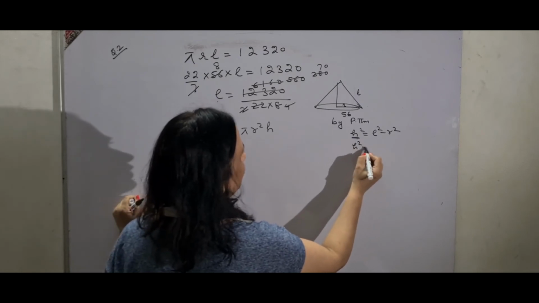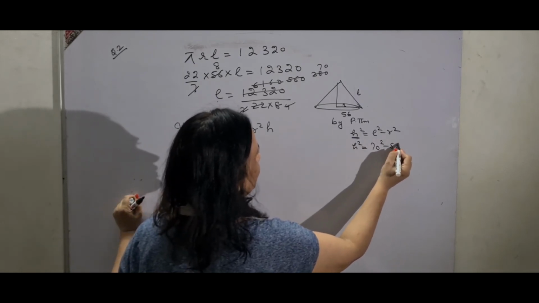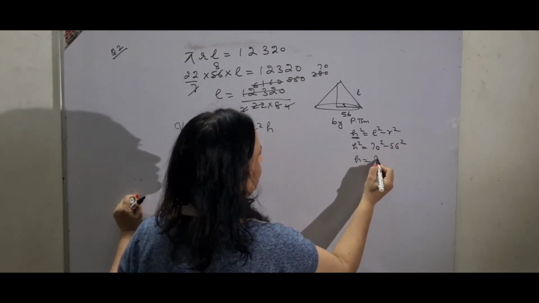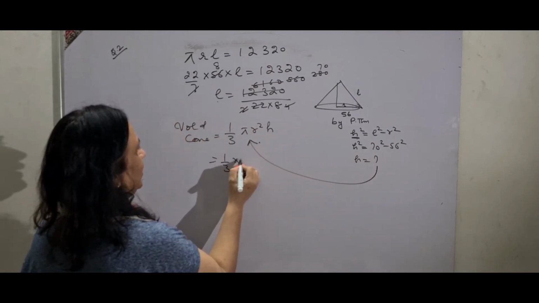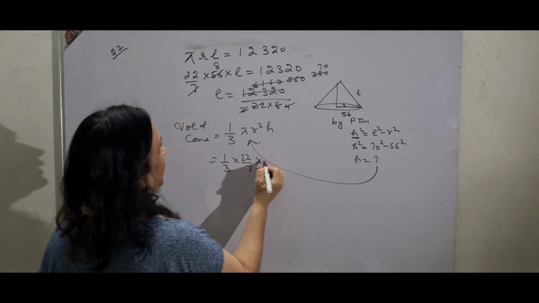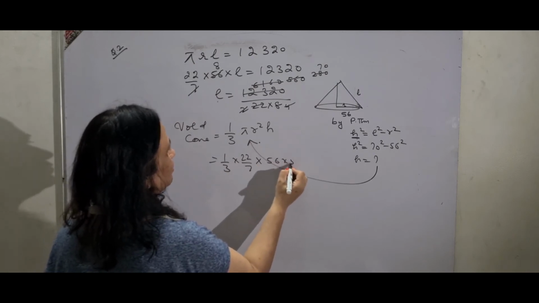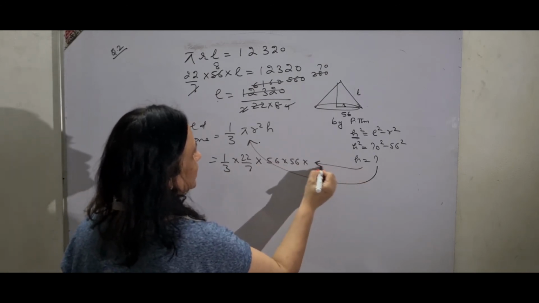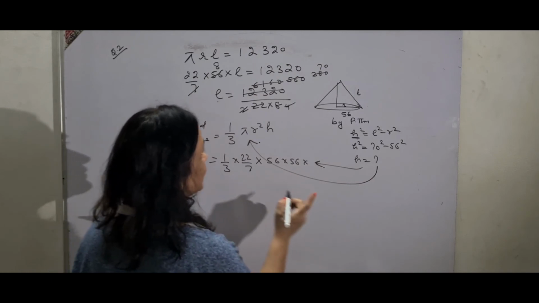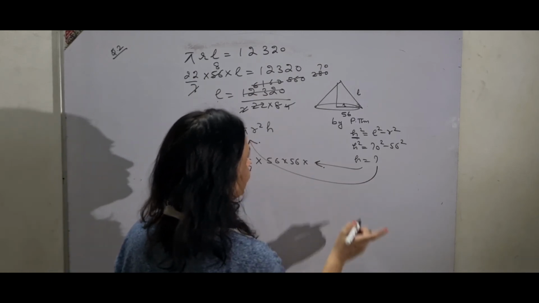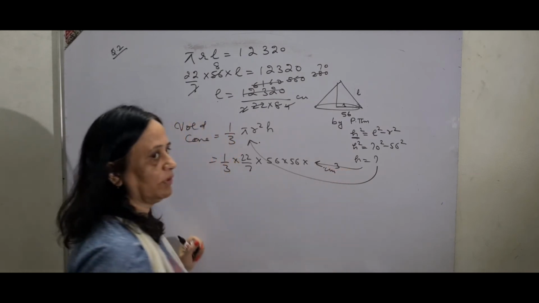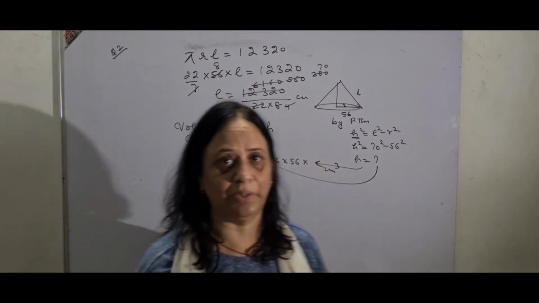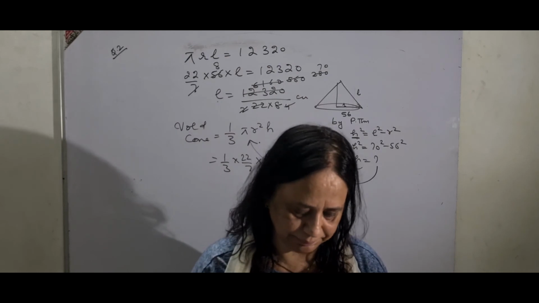So h square will be 70 square minus 56 square. This will give you the value of h, which you have to substitute in this formula: 1 by 3 into 22 upon 7 into r, which is given to be 56, into 56, and of course h. And that is the required answer. And children, please don't forget the units. If you forget the unit, you will not get marks, even if the answer is right.